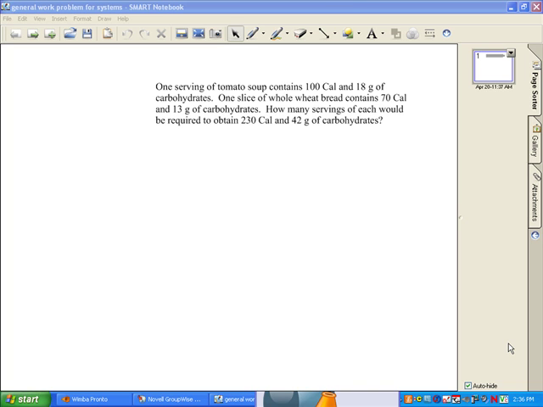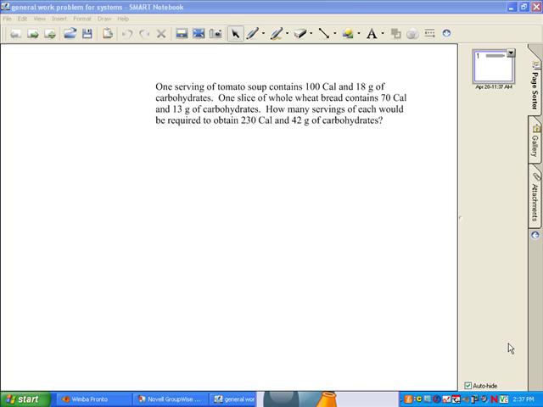It says one serving of tomato soup contains 100 calories and 18 grams of carbohydrates. One slice of whole wheat bread contains 70 calories and 13 grams of carbohydrates. How many servings of each would be required to obtain 230 calories and 42 grams of carbohydrates?